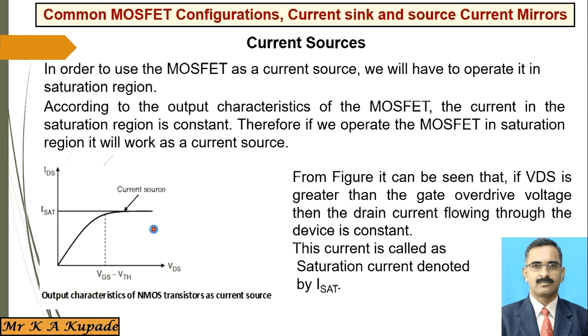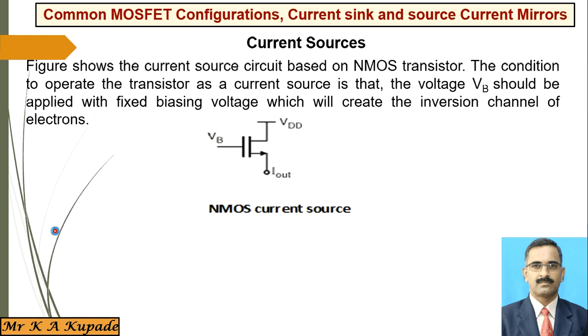And from this figure, if VDS is greater than the gate overdrive voltage, then the drain current flowing through the device is constant, right? That means even though you apply a VDS which is increased, at that position also you are getting the constant current, and in this situation you are getting the current source. Here the current source is called the saturated current, denoted as ISAT, the I saturation. Understanding this point? So this is about the current source.